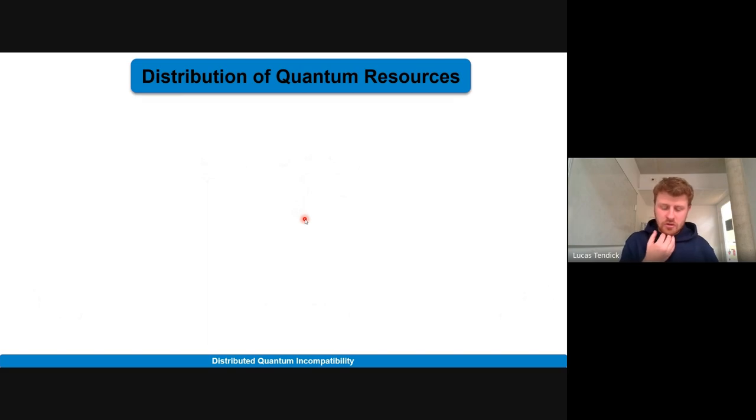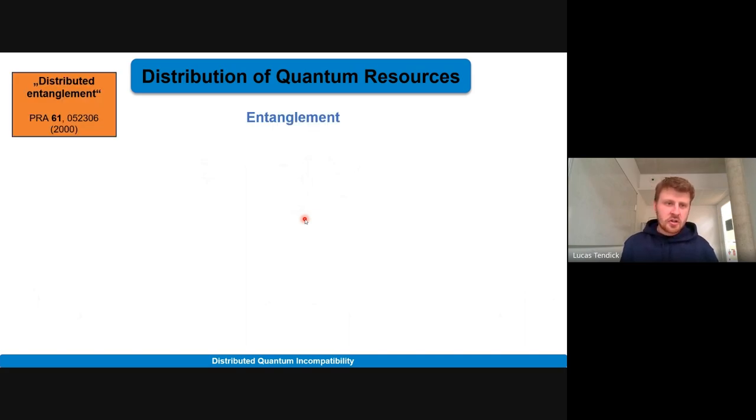Good. I want to explain a little bit where the title of our work comes from, what the inspiration is, even though the framework we use will be completely different. And this is the distribution of quantum resources. For instance, we can look at entanglement, which in the easiest form is just defined on a bipartite state. Then we can characterize the entanglement of the state. But a lot of interesting notions appear just when we look at more constituents of the system, let's say, for instance, three parties.